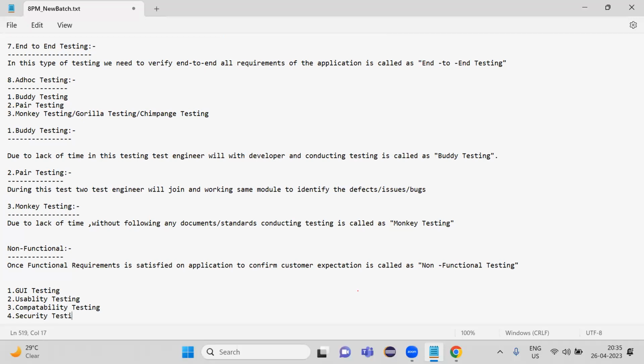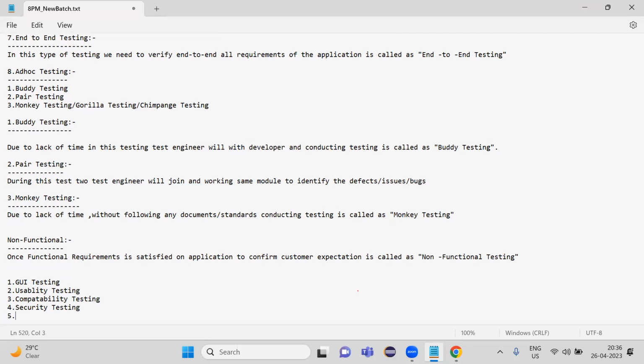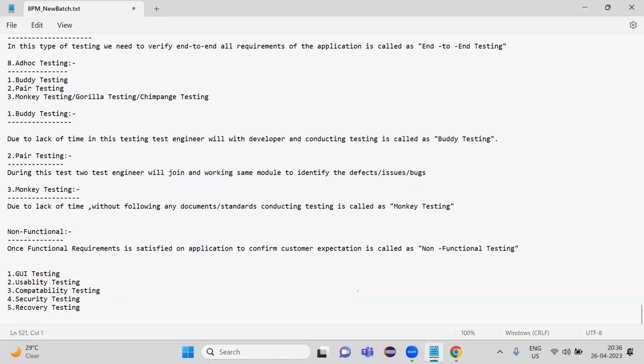Who will perform security testing? Those who have knowledge of both coding and testing? No, they will be a separate team. They will recruit a separate team, and those persons are called security testers. Clear? Guys, is it clear? Yes, sir.